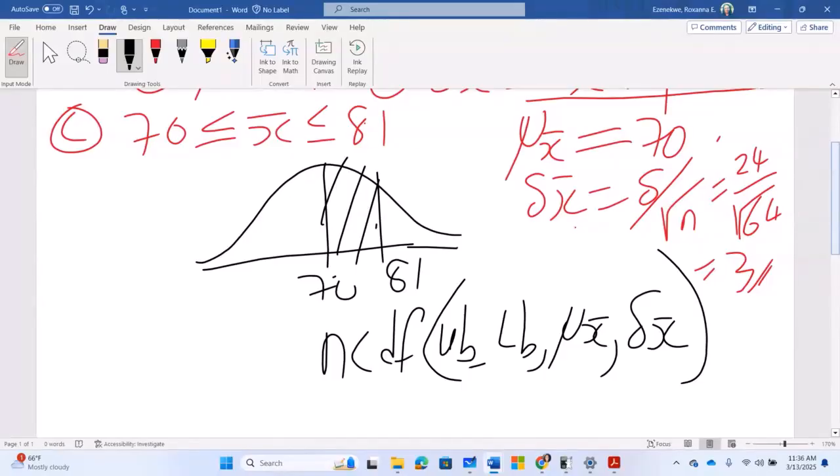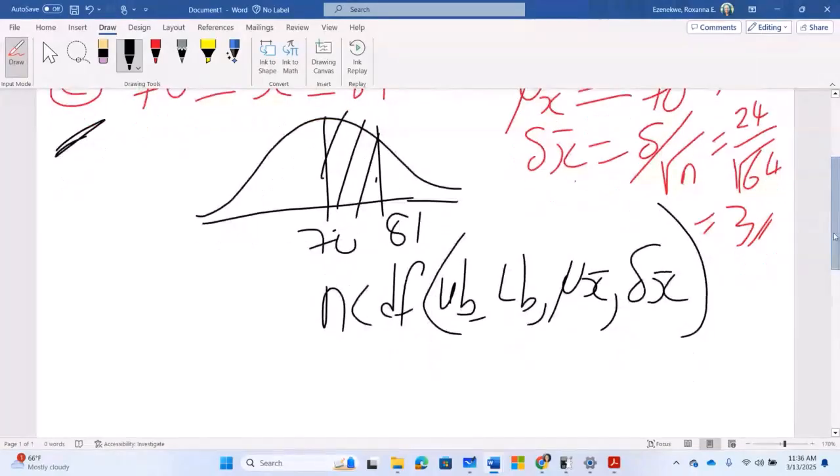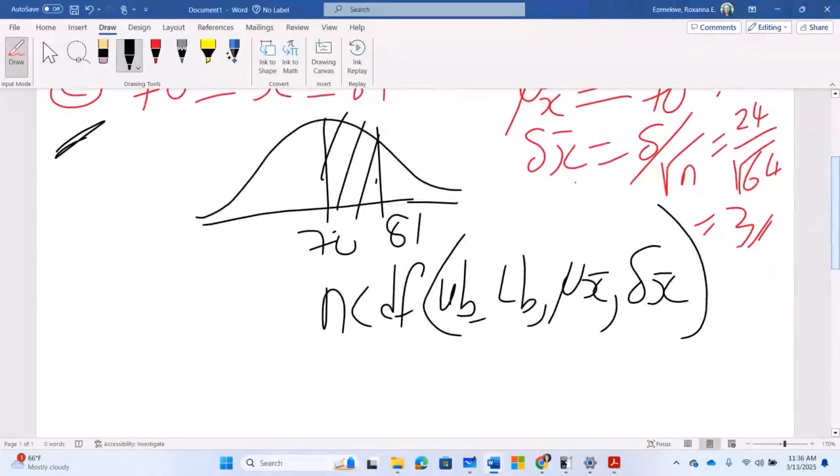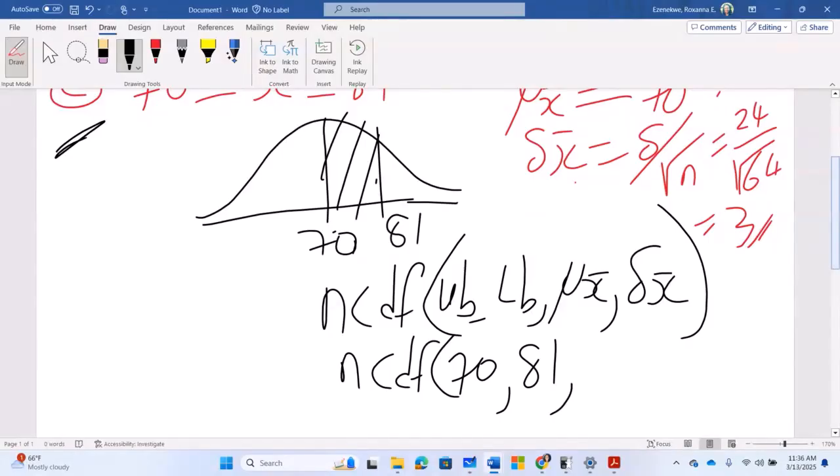But anyway, there is going to be a change with standard deviation. Okay, so I'm about to answer question C. So let's answer question C. Question C says, find the area between 70 and 80, normal cumulative density function, starting from 70, ending at 81. The mean is 70. The standard deviation is 3.